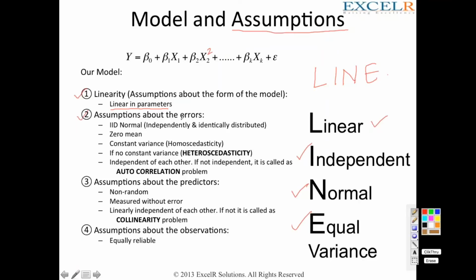Second thing is assumptions about the errors. Error is what? Predicted value minus actual value. Your error should be independent and identically distributed. If you take the average of all your errors, it should be 0. If you calculate the variance, it should be constant. And if the variance is constant, it is called homoscedasticity. That means there's no problem. However, if there is no constant variance, it is a problem of heteroscedasticity.